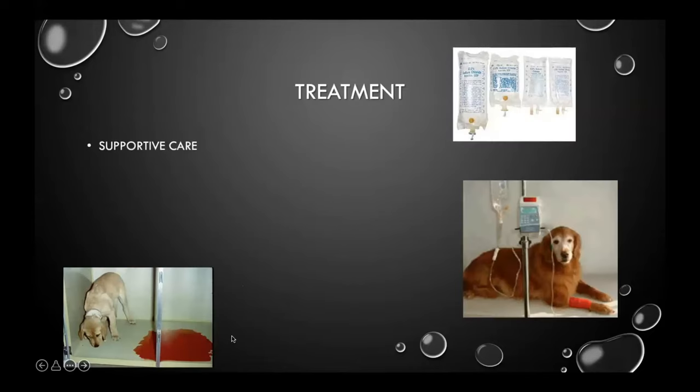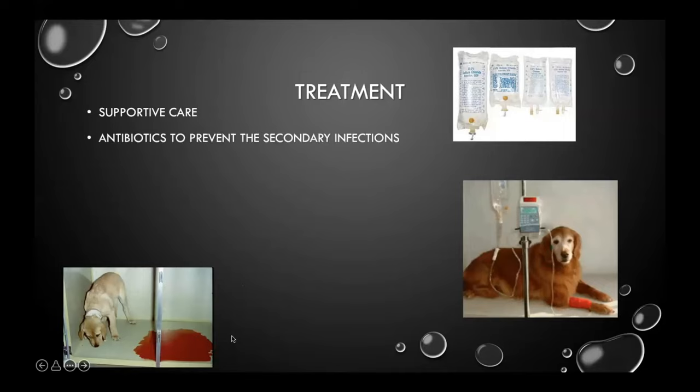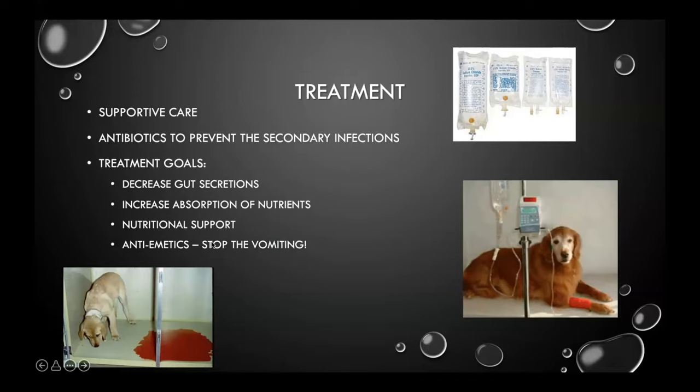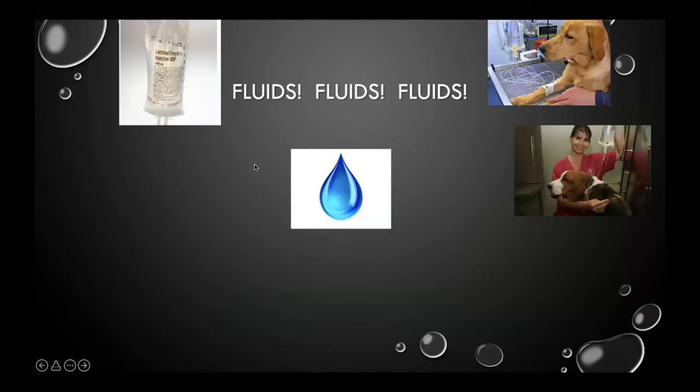So how do we treat it? The most important thing is supportive care. So it's a race. It's a race against time. Parvovirus kills by causing them to dehydrate. So the goal is to hydrate them faster than the virus is killing off the intestines. And we give antibiotics to prevent secondary infections. And the treatment goals: decrease gut secretions, increase absorption of nutrients, give them nutrition, and then stop the vomiting as best as you can. But fluids are the most important.